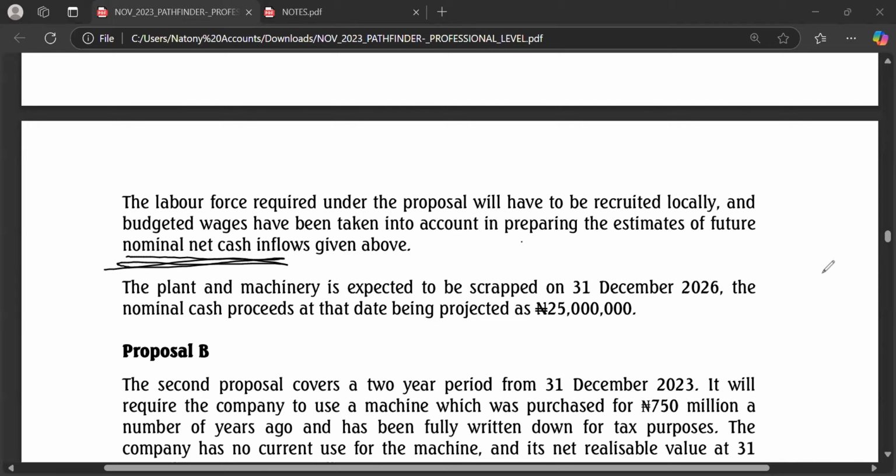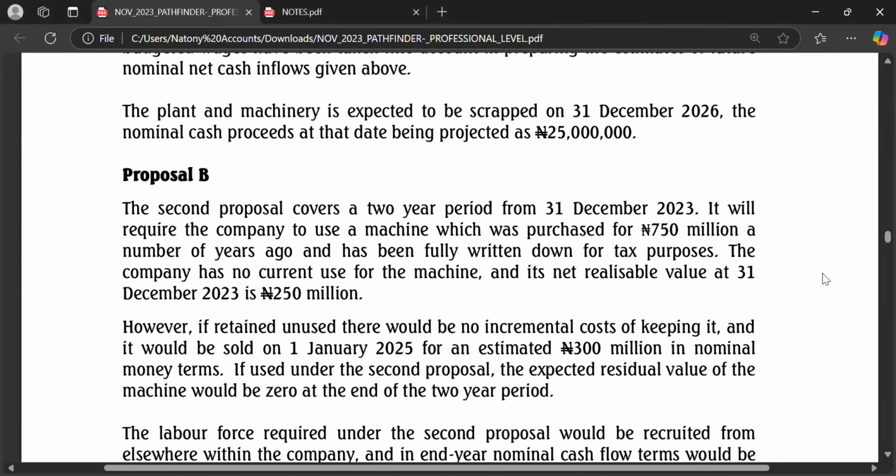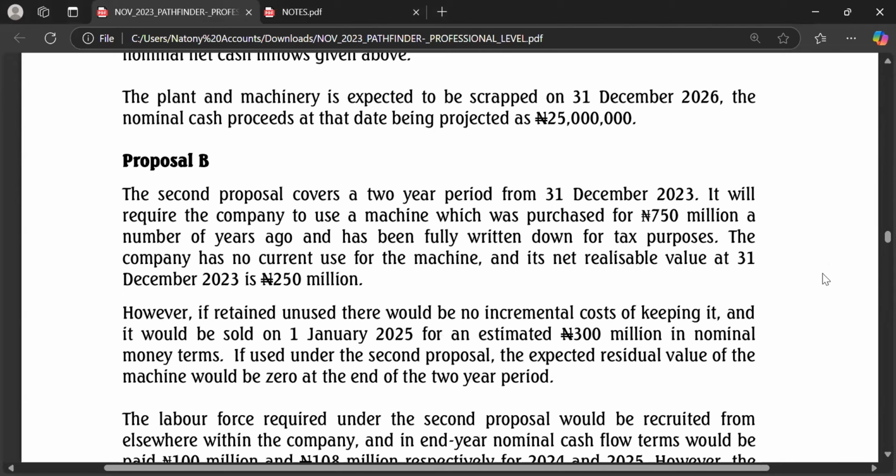The plant and machinery is expected to be scrapped on 31 December 2026. The nominal, this is also nominal. The nominal cash proceed at the date being projected is 25. So all the cash flows that you have seen here are nominal cash flows. Okay. So now let's look at project B. I will only sub project A. So the second proposal covers a 2-year period from 31 December 2023.